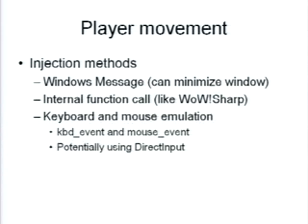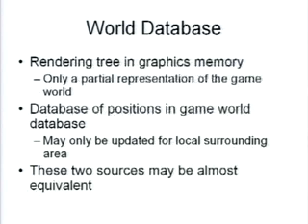Player movement can be injected via Windows messages, or you can make internal function calls. There's actually an internal function call for player movement that you can just call directly from the main thread if you've hijacked the main thread. You can also use KBD event, etc., in order to inject the mouse or keyboard input.